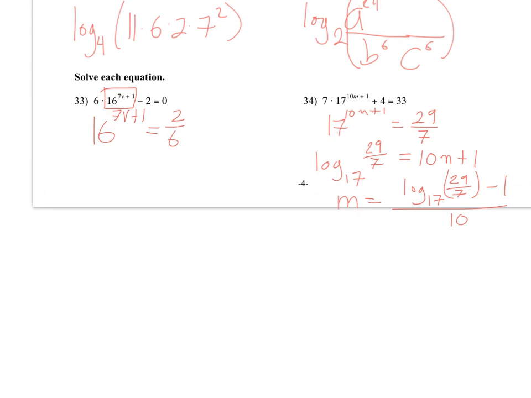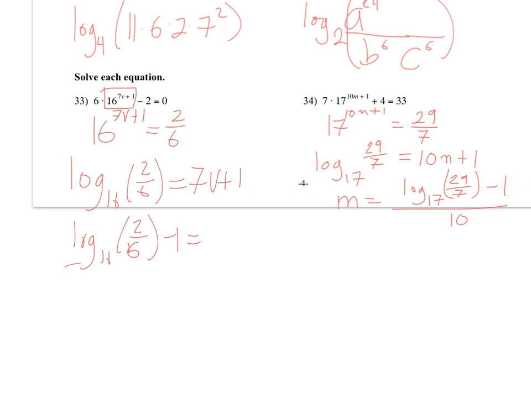Next, I'm going to take the log of both sides. In other words, convert this to log base 16 of 2/6 is equal to 7v plus 1. Minus 1 to both sides and divide by 7. I get log base 16 of 2/6 minus 1 over 7 is equal to v.